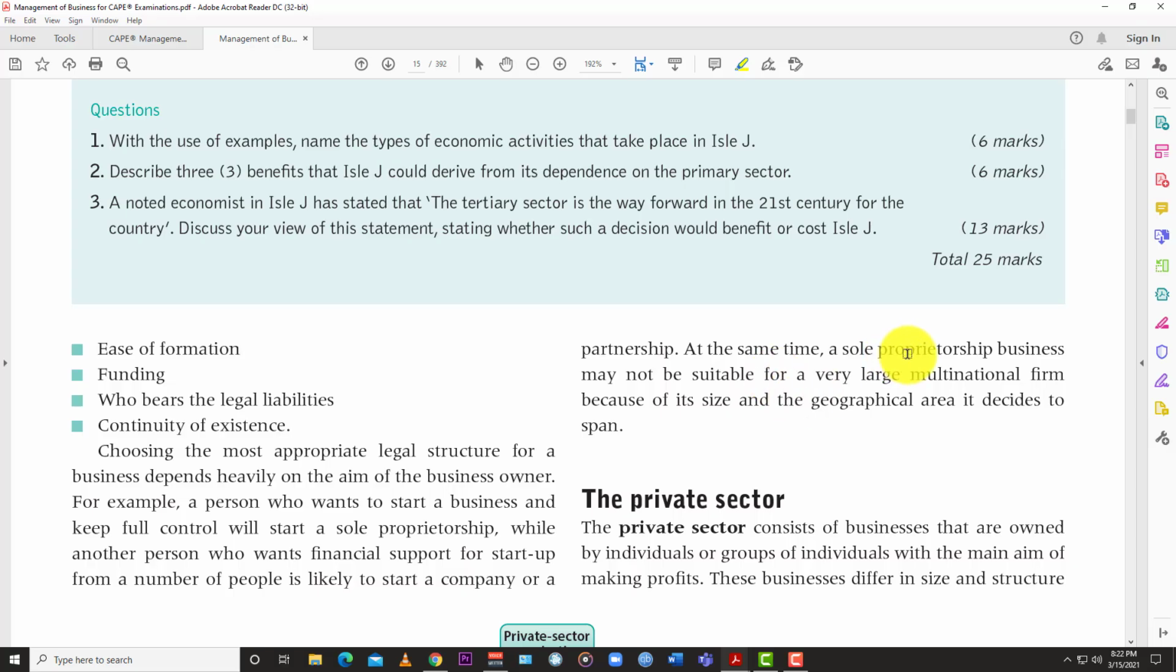At the same time, a sole proprietorship business may not be suitable for a very large multinational firm because of its size and the geographical area it decides to span. So that goes without saying. You can't have a sole trader running a multinational company. You're only one person. You can't be here, there, and everywhere. You need other persons, and the capital investment required to run a multinational corporation, I don't think you can raise that on your own as a sole trader. So even if you start out as a sole trader, if you want to expand to multinational, you might have to change the legal structure.